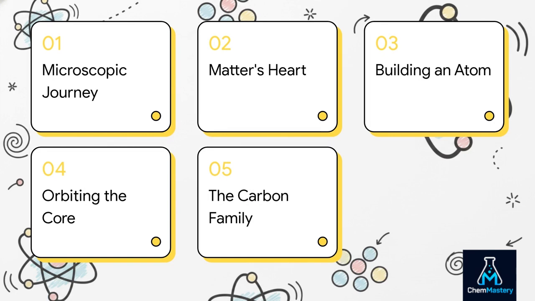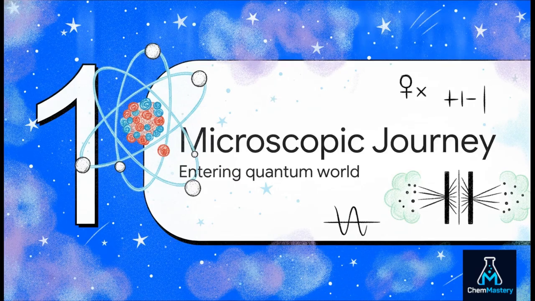Here is how we're going to unpack this today. We'll start with the journey to the microscopic, move right into matter's heart, the nucleus, then see how an atom is actually built. After that, we'll explore those electron shells orbiting the core and wrap up by looking at isotopes with the carbon family.